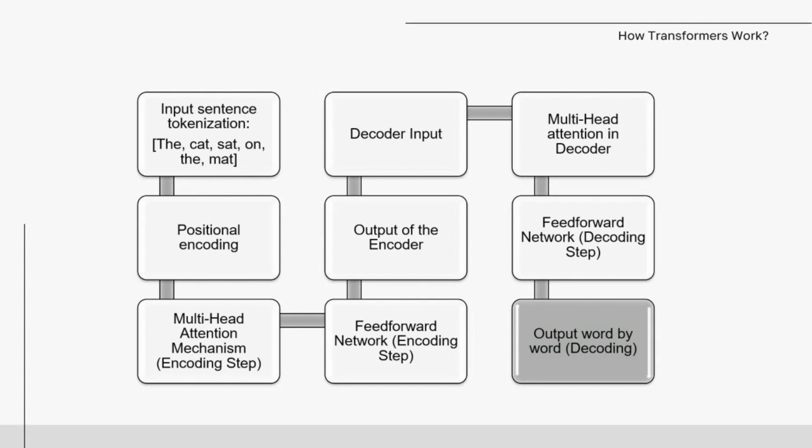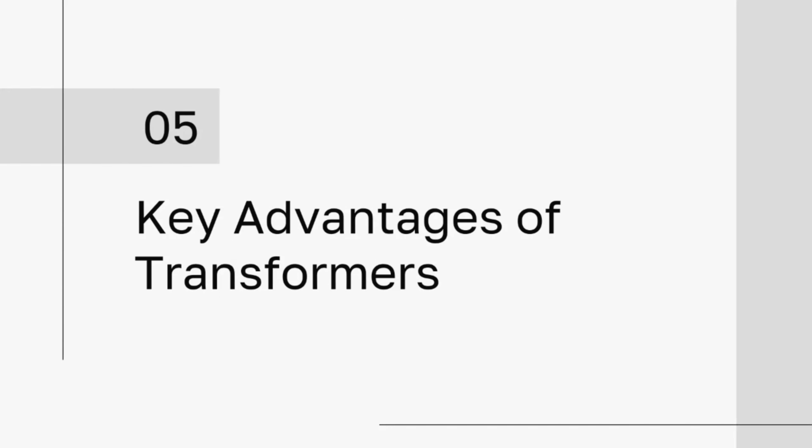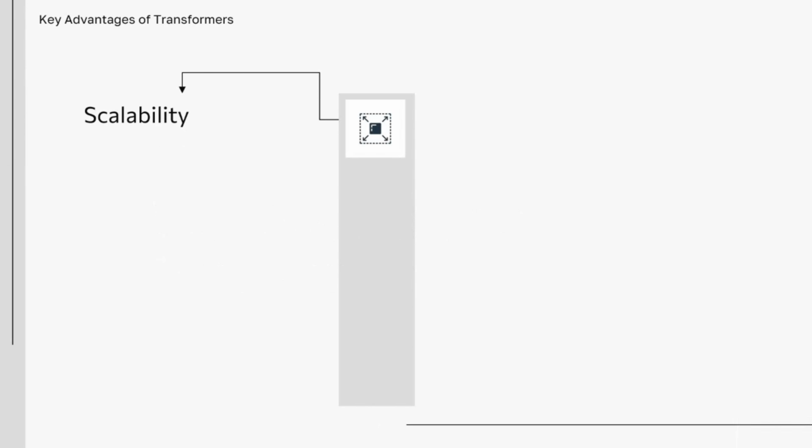Now that we have seen how transformers work at a detailed level, let's shift our focus to exploring their advantages. One of the biggest advantages of transformers is their scalability. Traditional models like RNNs or LSTMs struggle to handle long sequences of text efficiently. They process data step by step, which limits their ability to scale. But transformers, thanks to their parallelism, can process the entire sequence all at once.